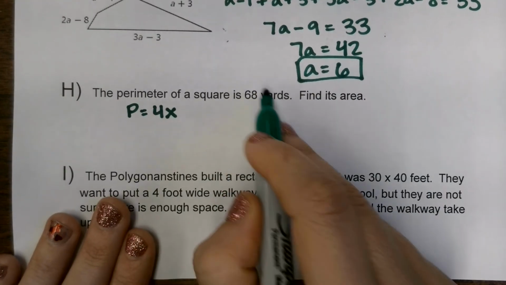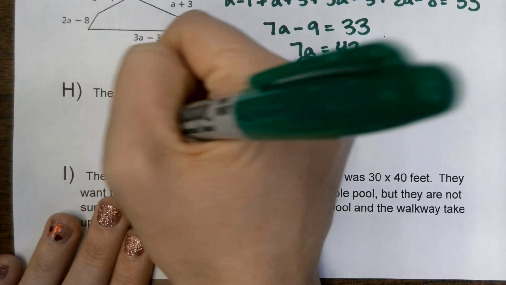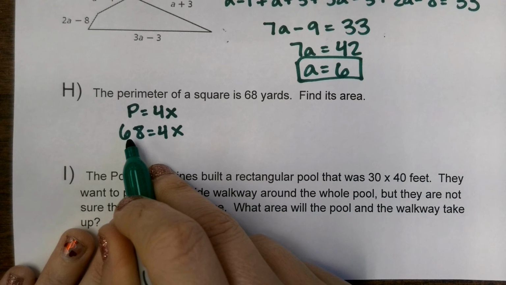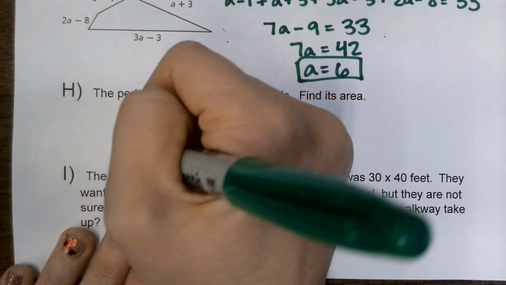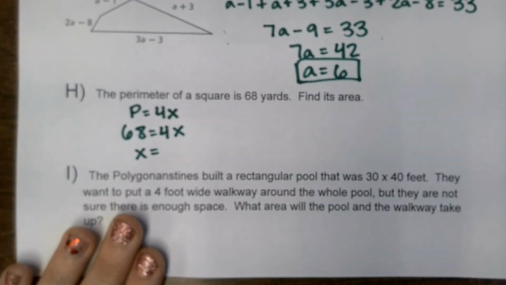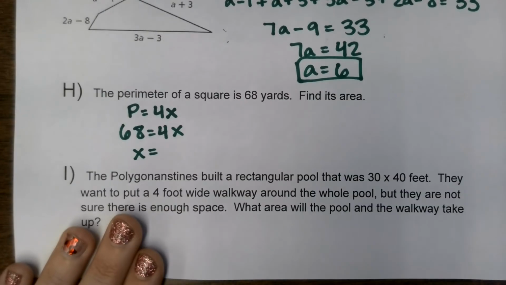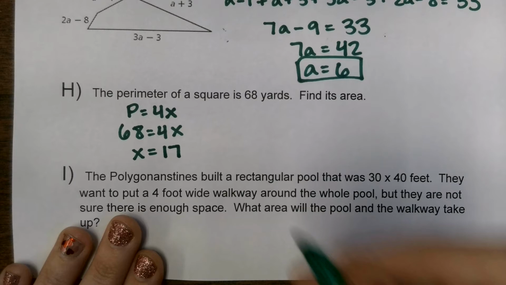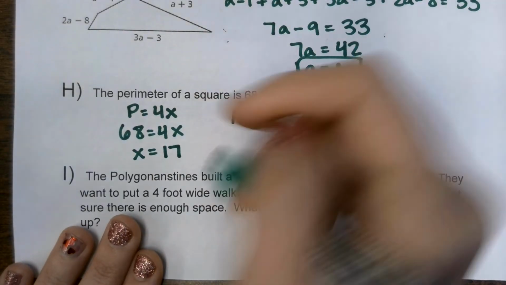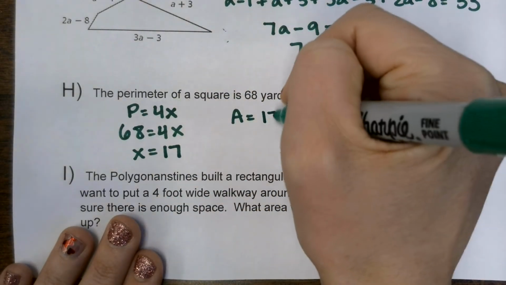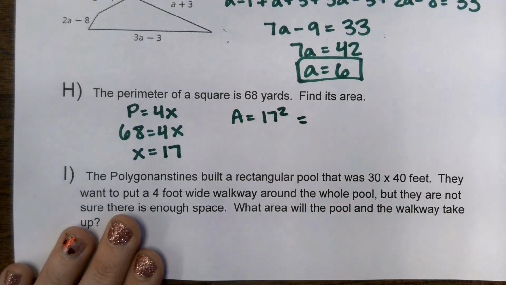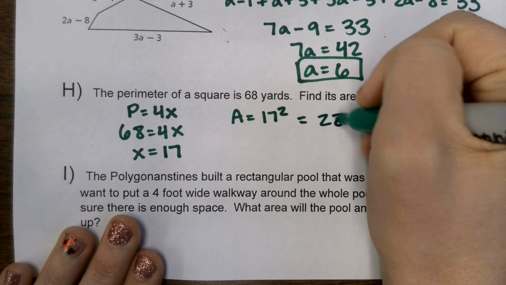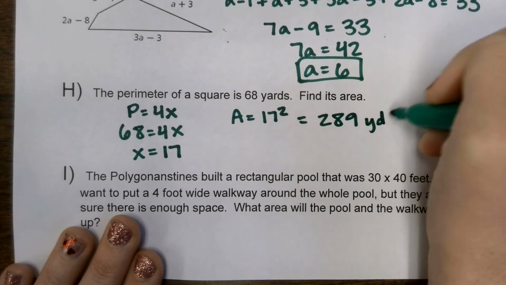My perimeter is equal to 68, so that's saying that we multiplied the side by 4 to get 68. So I can divide by 4 to get what that side length is. We've got 17 as a side length. And now I'm ready to find the area, which is a side squared. So I've got 17 squared, which is 289 yards squared.